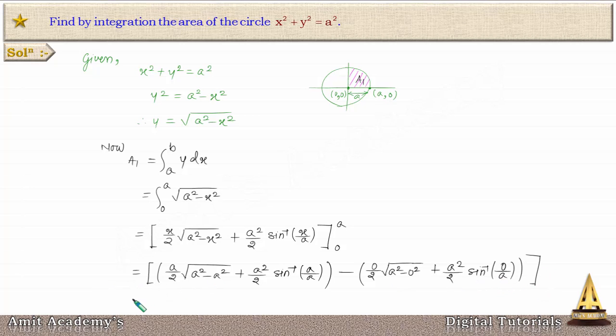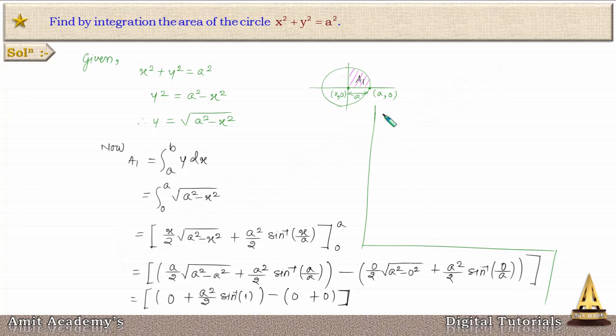Square bracket complete. So it is equal to, in square bracket, now here this term will become 0, plus this a square by 2 here as it is. Here I'll get sine inverse of 1, minus, this one 0 by 2 is 0 and 0 into anything is 0, plus sine inverse of 0 is 0, so 0 into anything is 0. So it is equal to a square by 2, and we know that sine inverse of 1 is pi by 2. So A1 is equal to pi a square by 4.